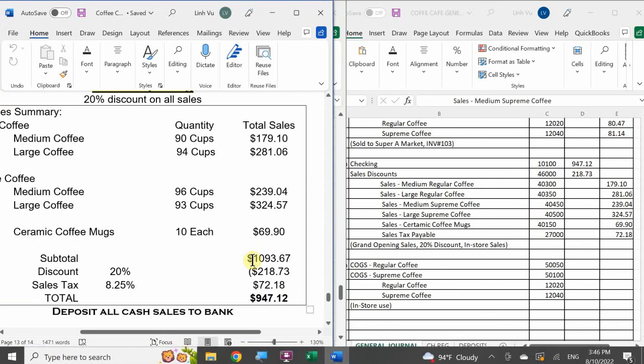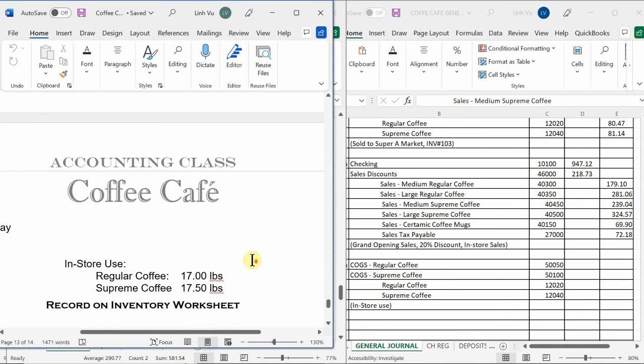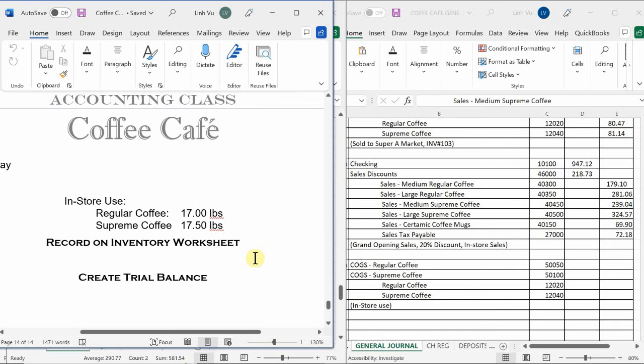And then we don't need to do anything with the general journal because of the subsidiary. Yeah. Okay. So now that we have deposited the money, we updated our ledgers, updated our journal. Now it tells us that here we used up 17 pounds of the regular coffee once again, and then another 17 and a half pounds of the Supreme coffee. So let's go ahead and plug those numbers in. So 17 for regular, 17 and a half for Supreme.